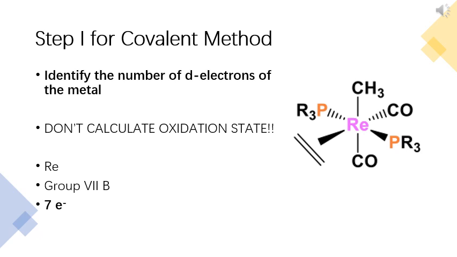Okay, the first step of our covalent method is to know how many electrons are in your metal center. Don't calculate the oxidation state of your metal center. You need only to use the group of your metal to know the number of electrons of your metal center. For example, in this rhenium complex, because rhenium is a group 7 metal, it will give 7 electrons to your final electron counting result. It is super easy, right?